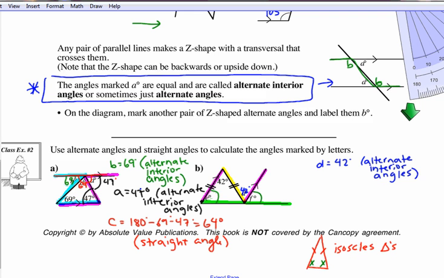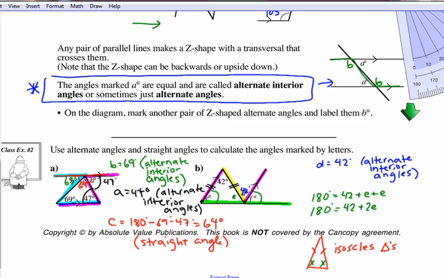So if this is E, this is also E. And so E plus 42 plus F will equal 180 degrees. We also know that if E and F are equal to each other, then this angle, because of the corresponding angles, for a straight angle, 180 degrees will equal 42 plus E plus F, which is also E. So if we're using straight line properties, 42 plus 2E.